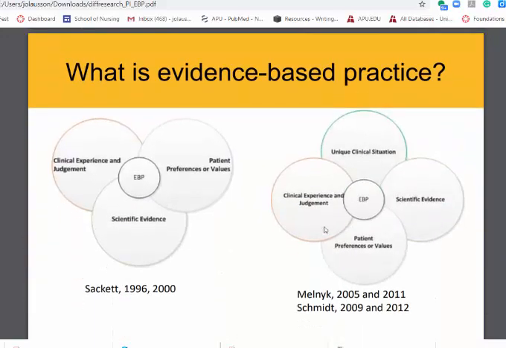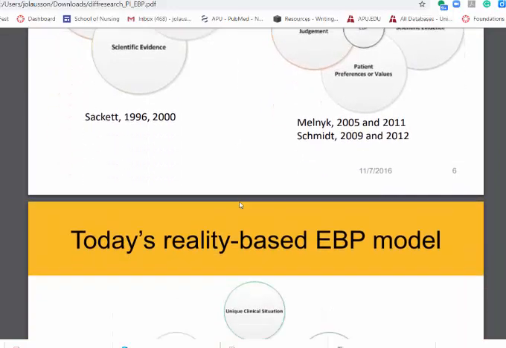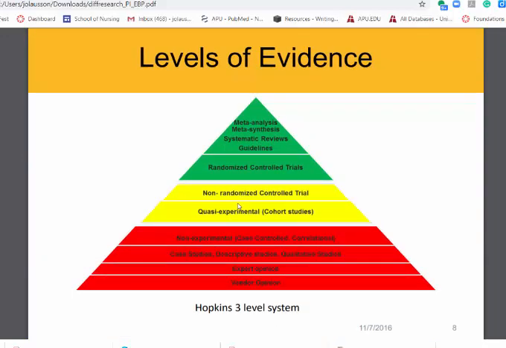Okay, so in these slides here, they go through actually what evidence-based practice is, and we see that it is scientific evidence, but it also includes patient preferences or values, clinical experience and judgment, and some unique clinical situations. What we have here is the levels of evidence. So when we are deciding about whether the articles that we are reviewing about a certain topic are robust enough for us to change practice, we can look at the different levels of evidence.